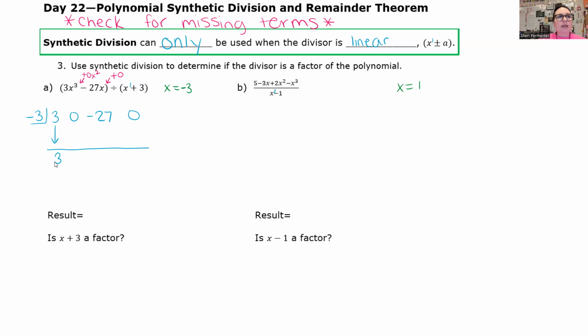So 3 times -3 is -9, and then I add it. So 0 minus 9, I get -9. Multiply. Negative times a negative is going to be a positive. 9 times 3 is 27. -27 plus 27 is 0. Anything times 0 is 0. 0 plus 0 is 0.